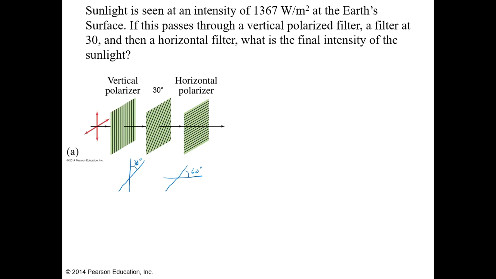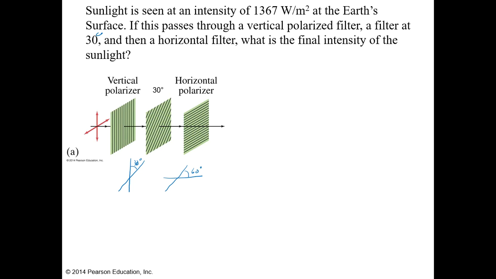Now, here's the question. You have sunlight that's seen at an intensity of 1,367 watts per square meter at the Earth's surface. If this passes through a vertical polarized filter, a filter at 30 degrees, and then a horizontal filter, then we want to know what's the final intensity of sunlight.